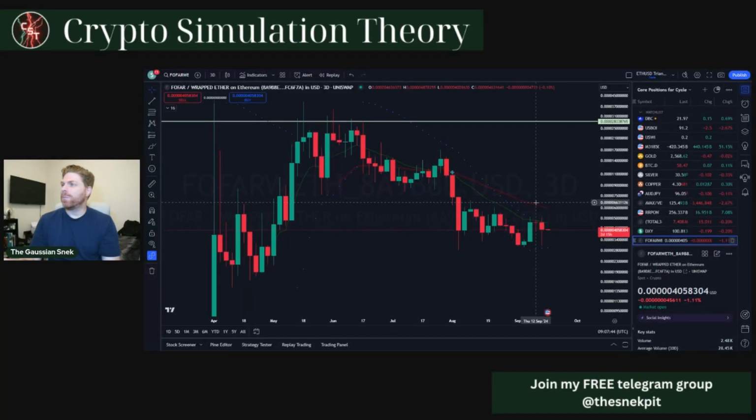So this red and green band is the Gunnar EMA bull market and bull market support band, bear market resistance band. It's a bull market support band when the green is above the red. It's a bear market resistance band when the red is above the green. And unfortunately, on a 3-day time frame, we are very much in a bear market with FOFAR.